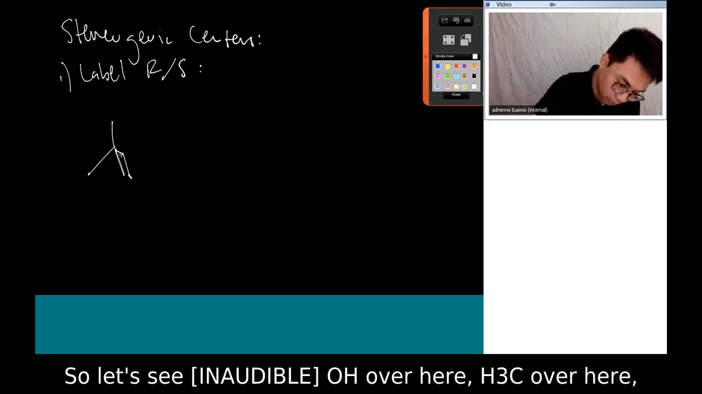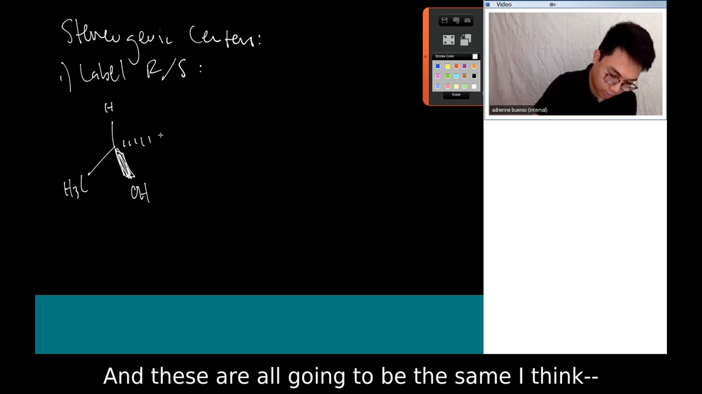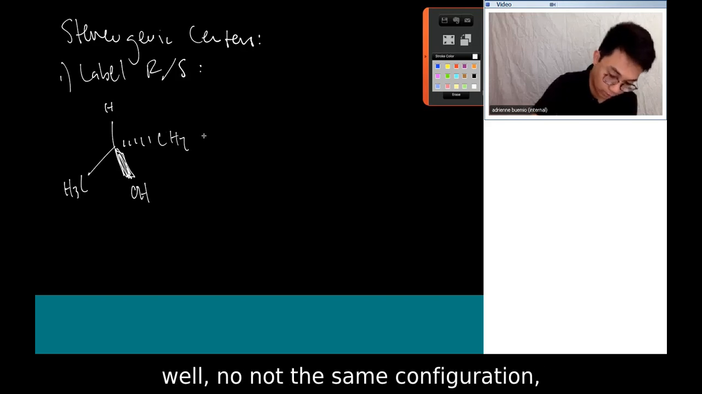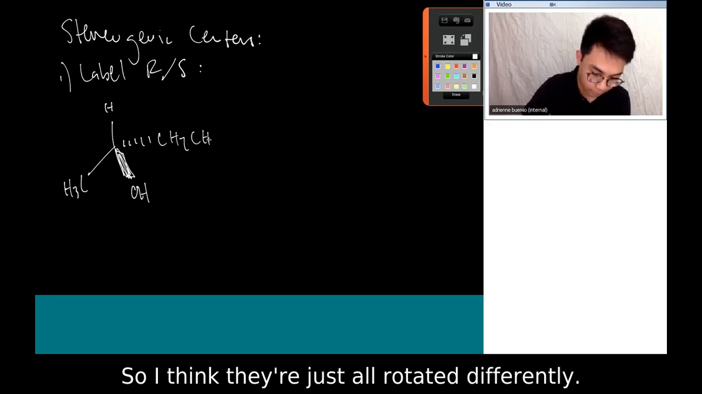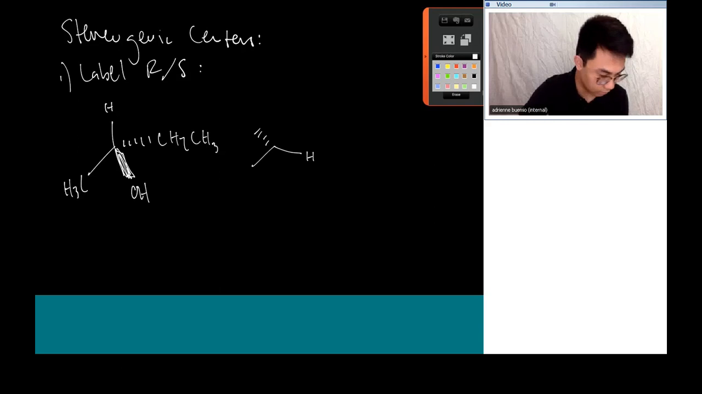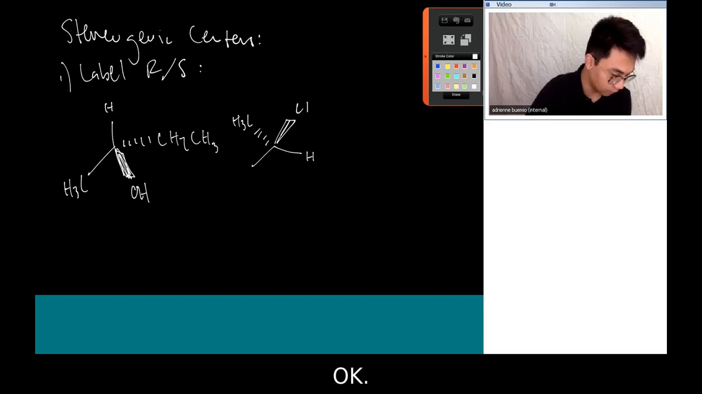Okay, H over here, H3C over here, H over here. And these are all going to be the same, I think. Oh, no, not the same configuration, the same molecule. I think they're just all rotated differently. Oh no, they are different. Okay.